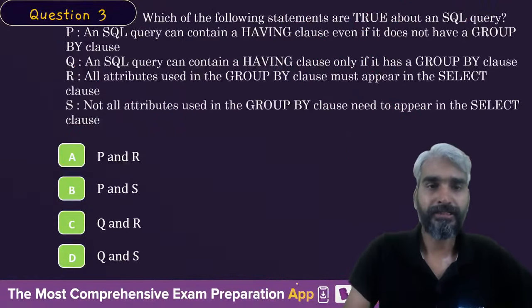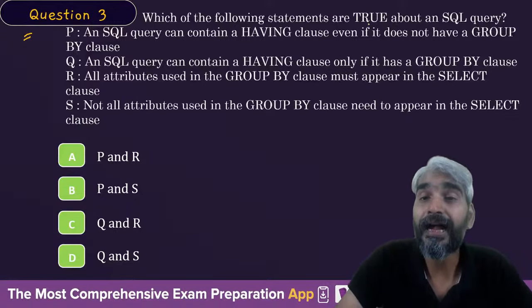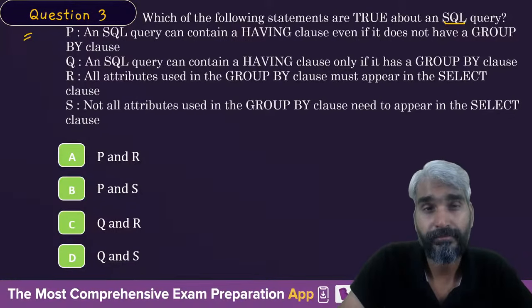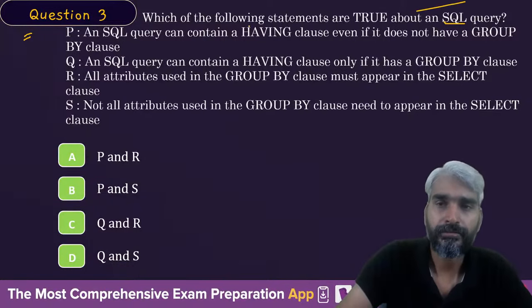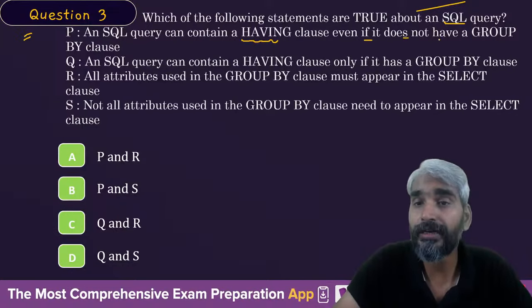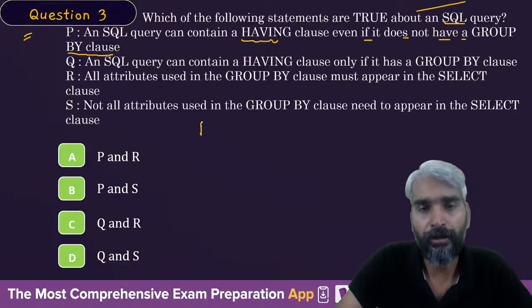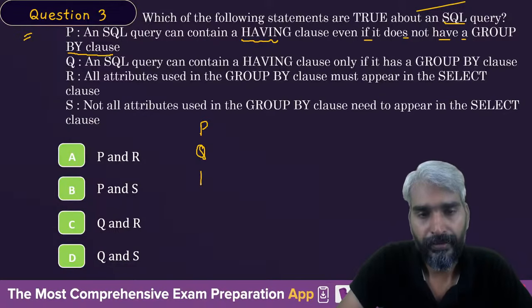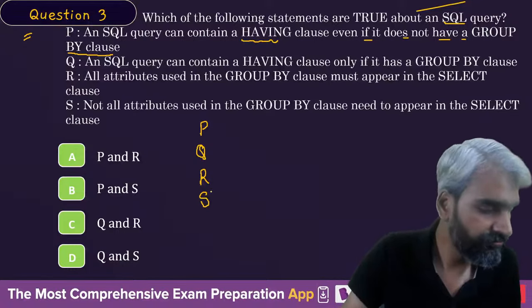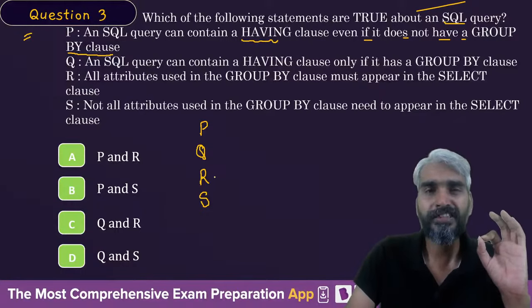Let's move to the next question. What does it say? Which of the following statements are true about an SQL query? So, this is the knowledge of SQL. P: An SQL query can contain a having clause even if it does not have a group by clause. So, tell me individually whether P is true or false. Can we have a having clause in an SQL query which does not have a group by clause?